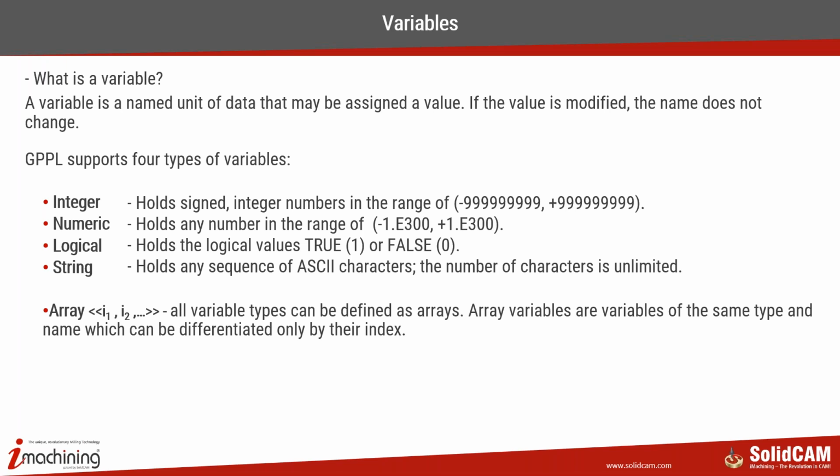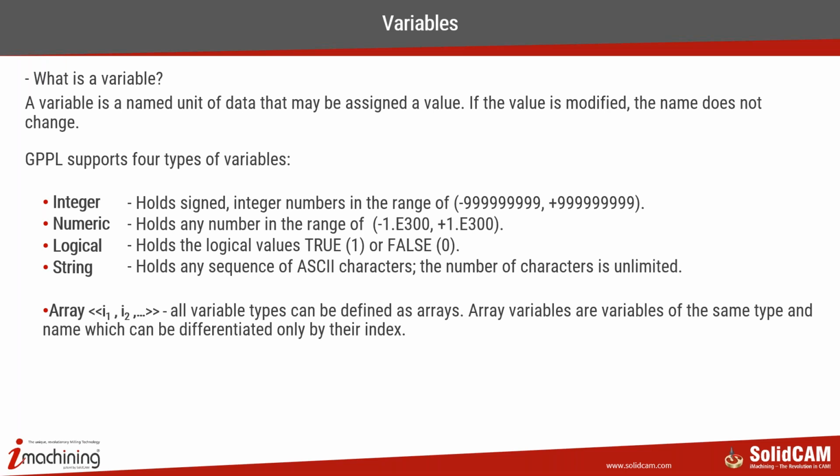They are integer, that hold the whole numbers, integer numbers, so no decimal points. We have numeric that can hold any number with decimal points. Logical, that are only true or false, or we can call them Boolean because of the Boolean operators. And there are strings that can hold a string of characters with an unlimited number of them.